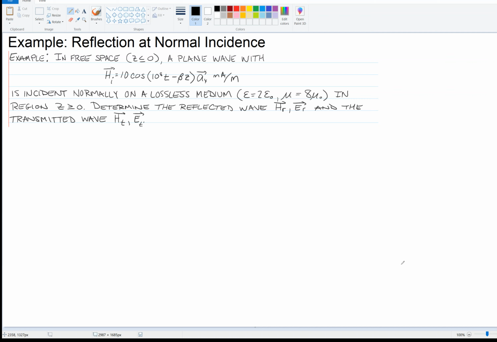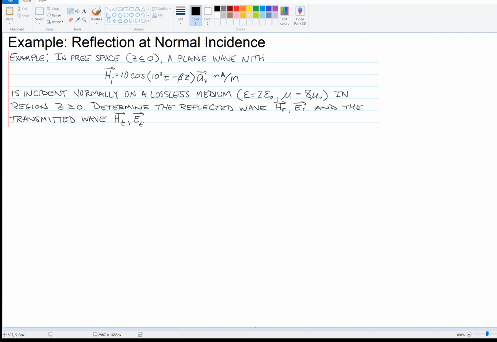This is an example of reflection at normal incidence. So in free space, z less than or equal to 0, a plane wave with a magnetic field given by this is incident normally on a lossless medium, and the medium is described by these parameters here, permittivity and permeability, in region z greater than or equal to 0. So the interface is at the plane z equals 0. Determine the reflected wave HR, ER, and the transmitted wave HT, ET.